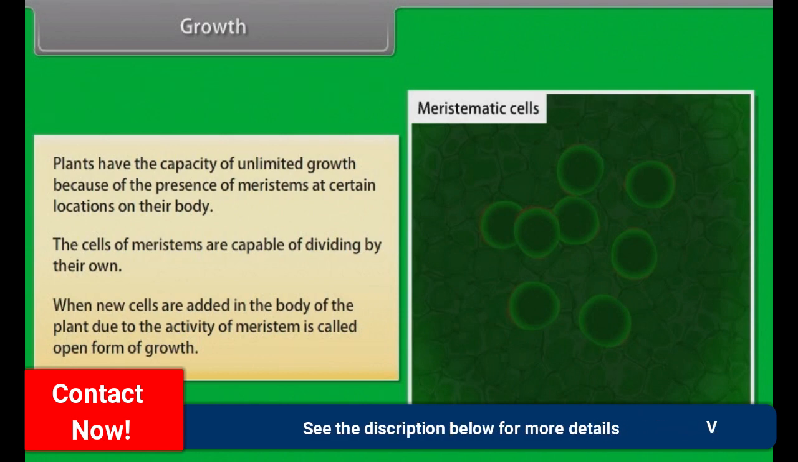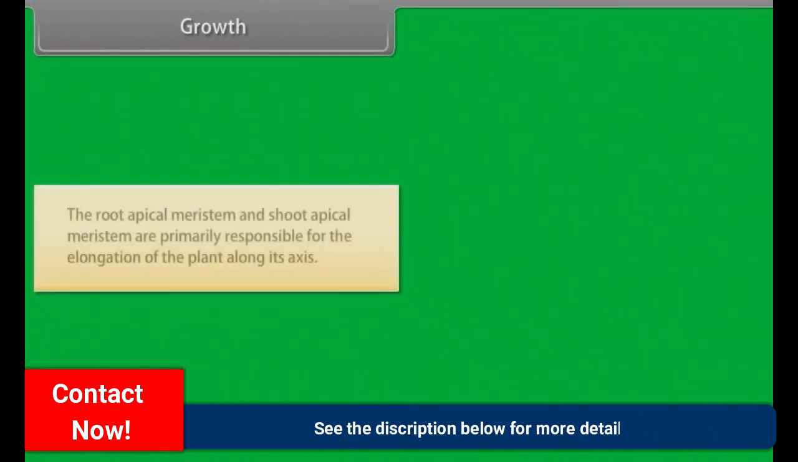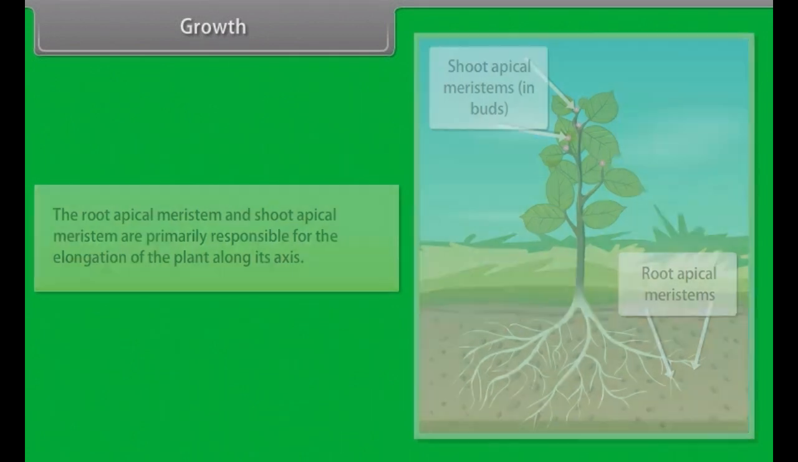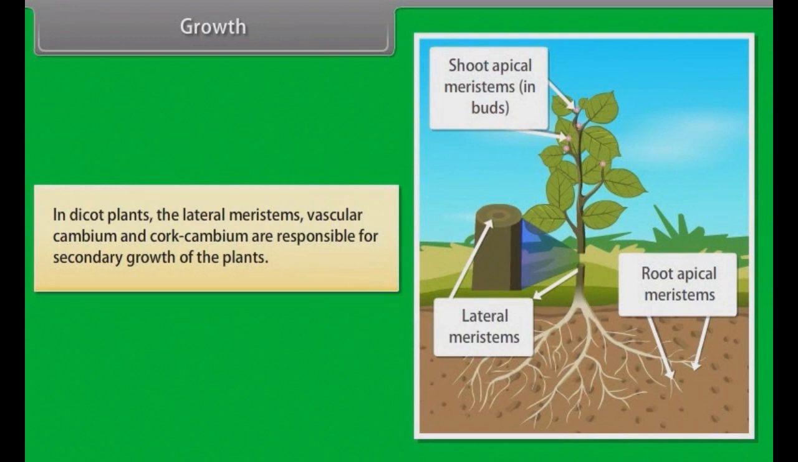open form of growth. The root apical meristem and shoot apical meristem are primarily responsible for the elongation of the plant along its axis. In dicot plants, the lateral meristems, vascular cambium, and cork cambium are responsible for secondary growth of the plants.